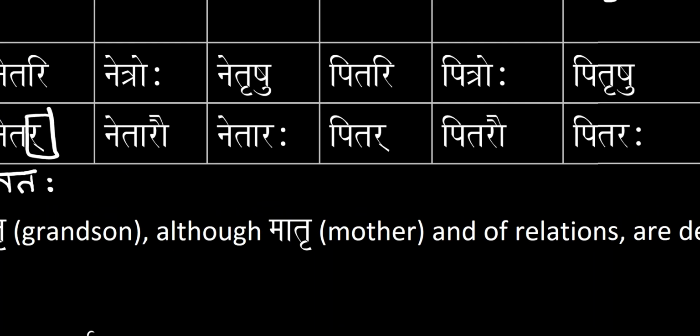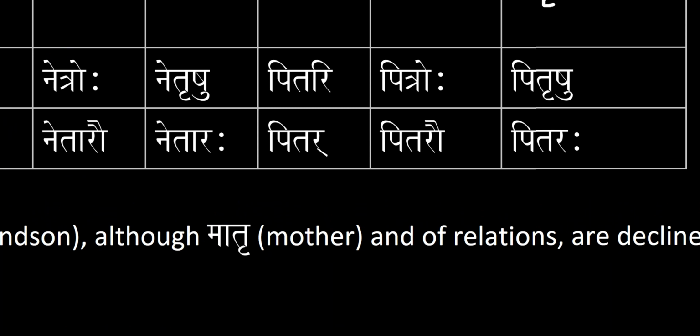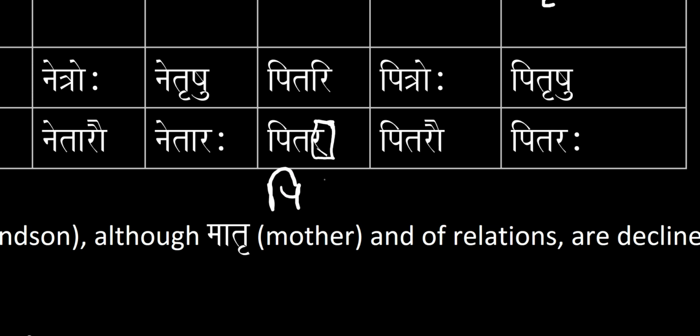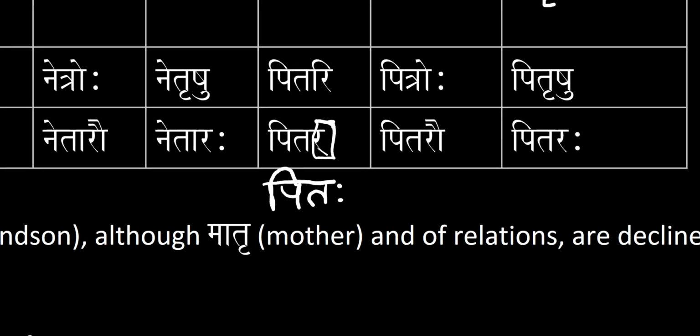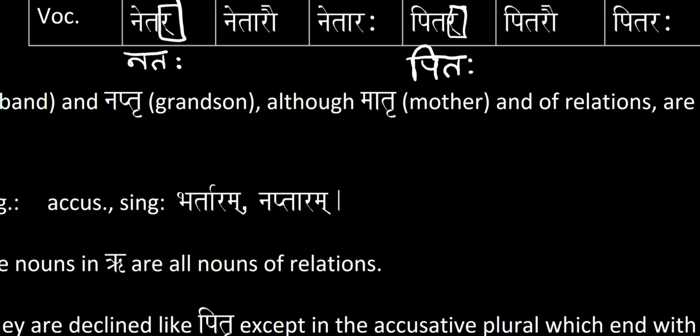I may have forgotten to mention that for pitar, he pitar, for pitri, this final ra is actually replaced by a visarg. So this is actually he pitaha. He pitaha, he pitaro, and he pitaraha. So he pitaha, because again you have a final ra with a halant.